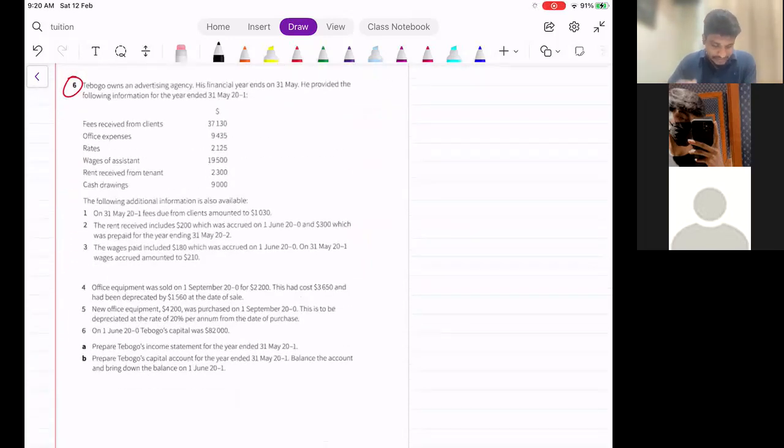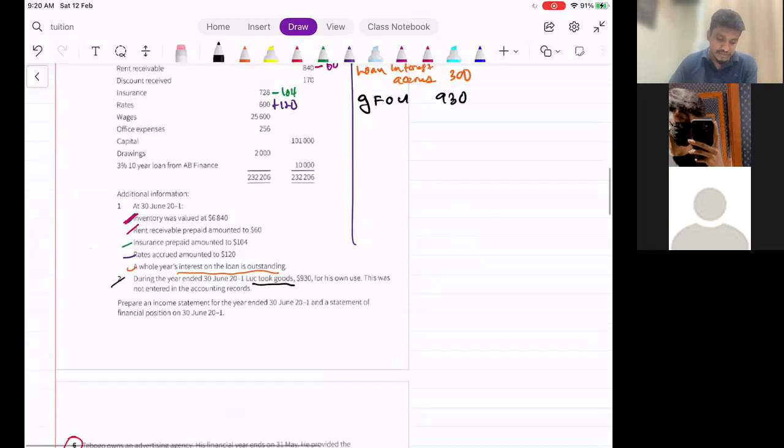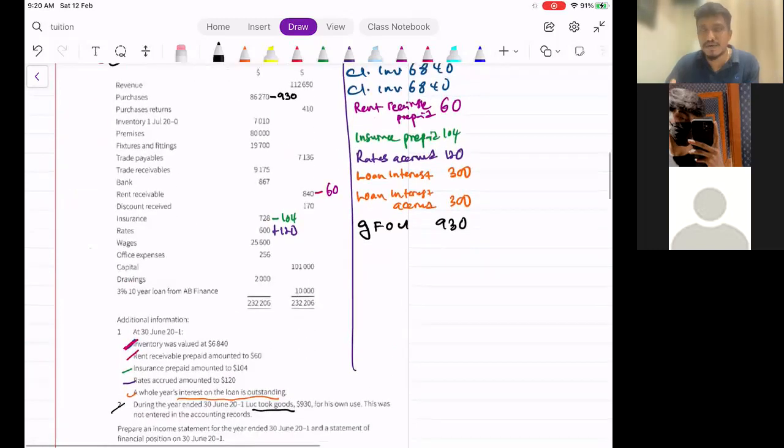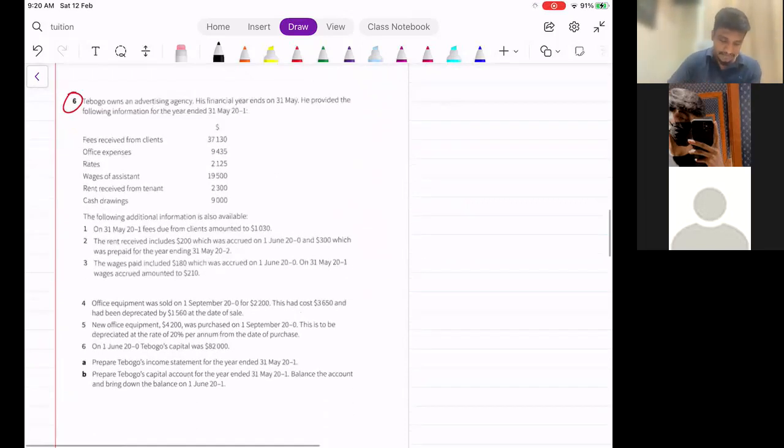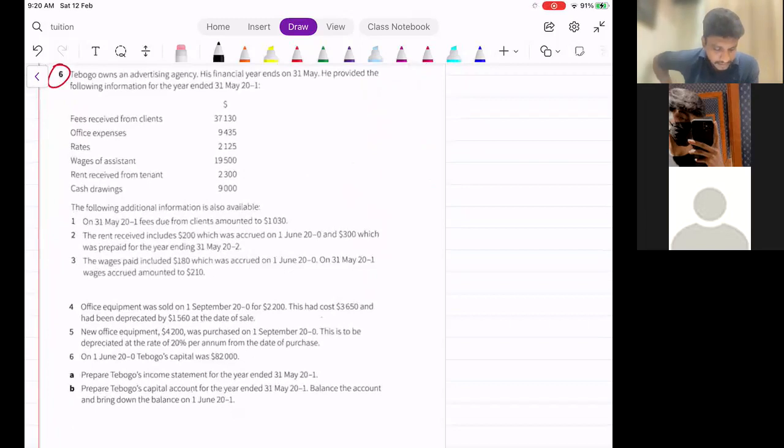Okay, this one is similar but has more information. The first two questions have only accrued and prepaid. The third question, this one, has depreciation. We have accrued, prepaid, and also depreciation. These three things, more information. Okay, this one I'll do. The next one you will do.